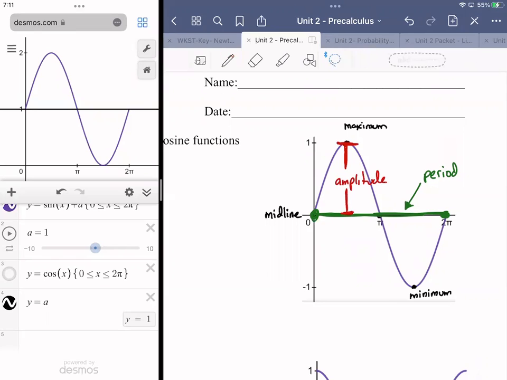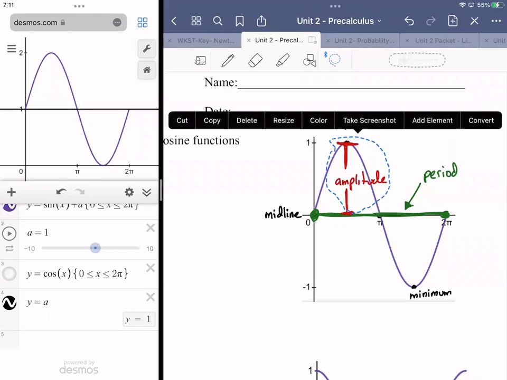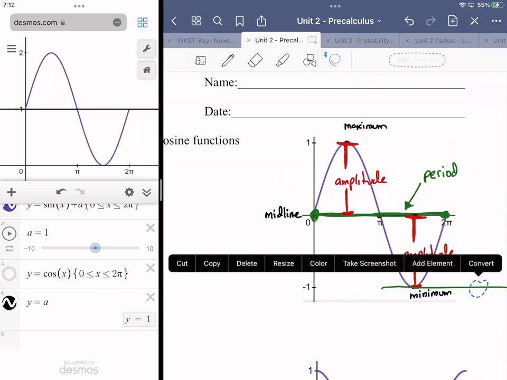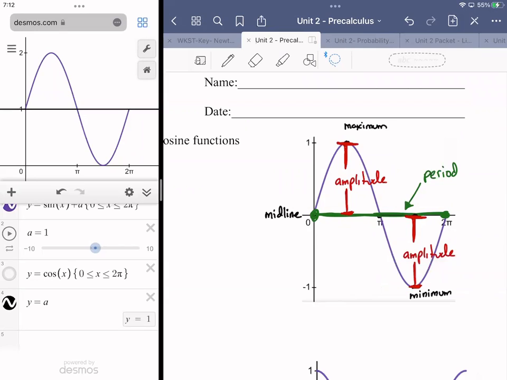Right? Now that height could also be a depth. So that amplitude could get you to the highest point, but it could also get you to the lowest point.